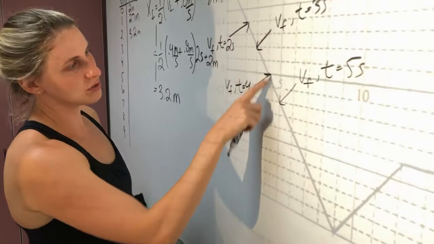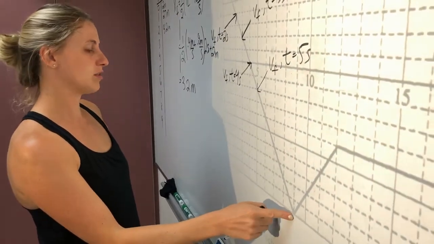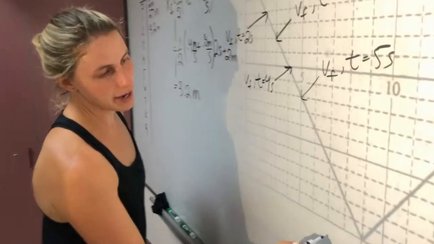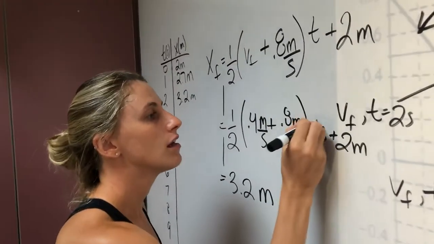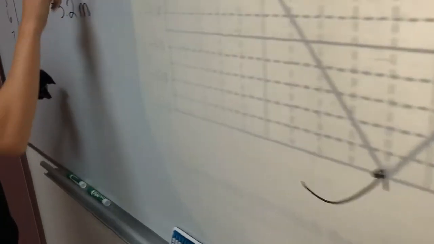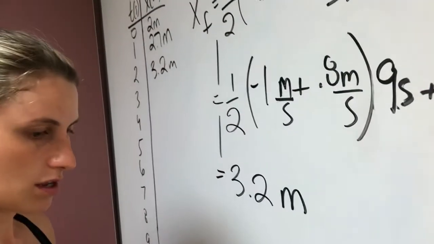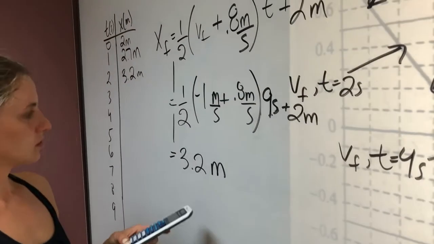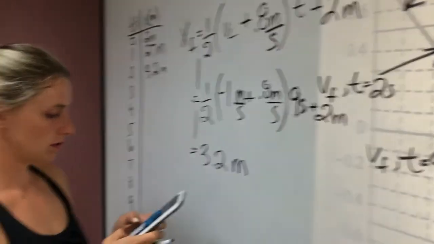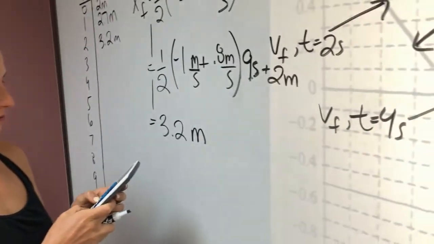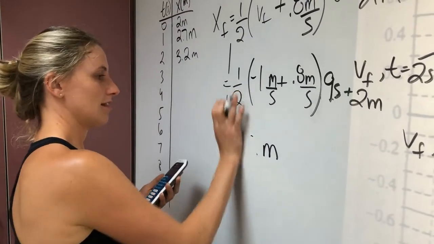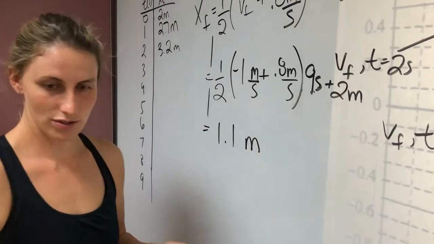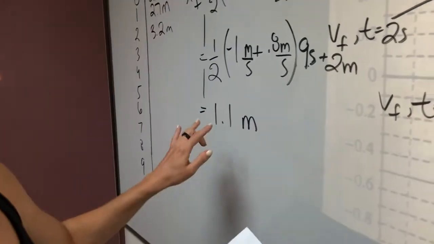So now you guys do the rest of these. I'm going to hop down to where t equals 9 seconds, so right here. And I'm going to go ahead and plug that in. So we'll go 9 right here, 9 seconds. And at 9 seconds, our velocity is -1 meter per second. Let's plug that in. So 0.5 times -1 plus 0.8 times 9 plus 2. Familiar answer. Okay, so we get 1.1 meters is our position at t equals 9, right here.